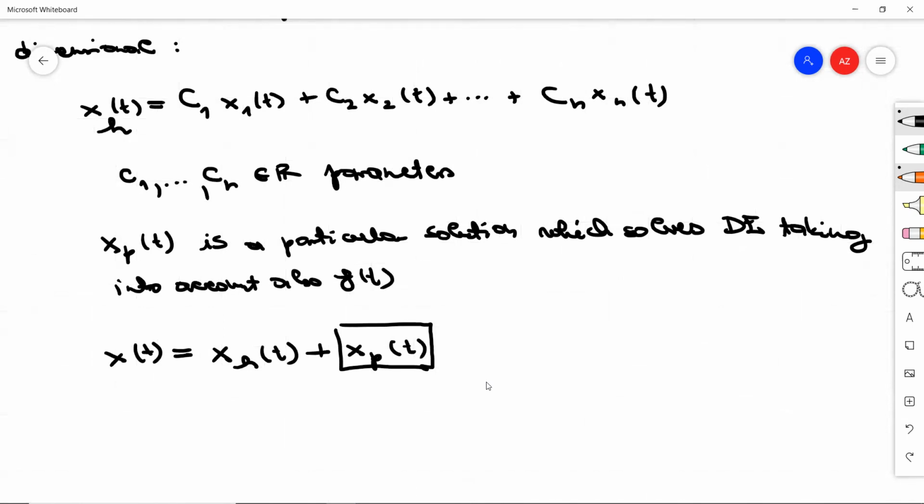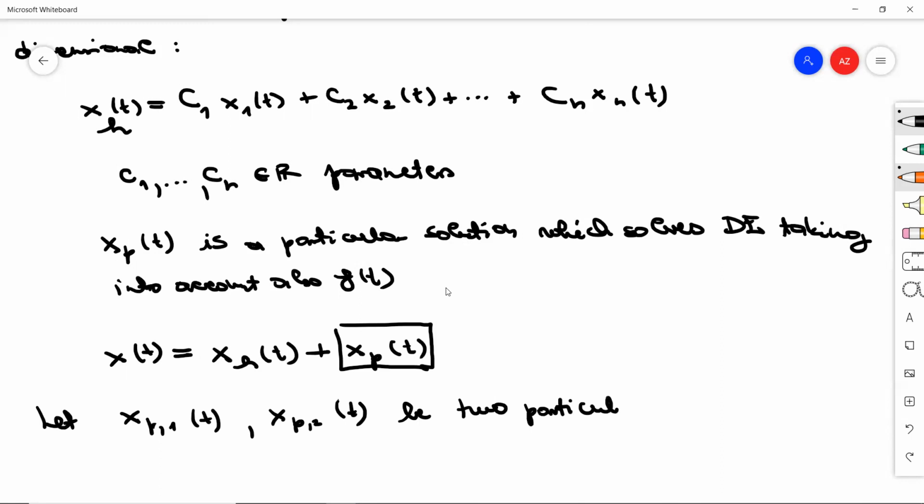So is this clear, or is this difficult to see? How do we see that it really doesn't matter which particular solution we find? It suffices to find one of them. So how would you prove that all solutions are really of this form? Let's say that xp1, or I will write 1 in the exponent, maybe this is not a good choice because it could mean the derivative. Let's write xp,1 of t and xp,2 of t. Let those be two particular solutions of our DE.